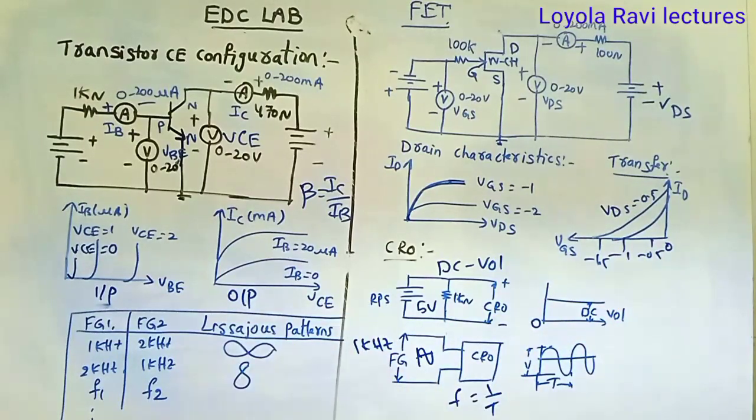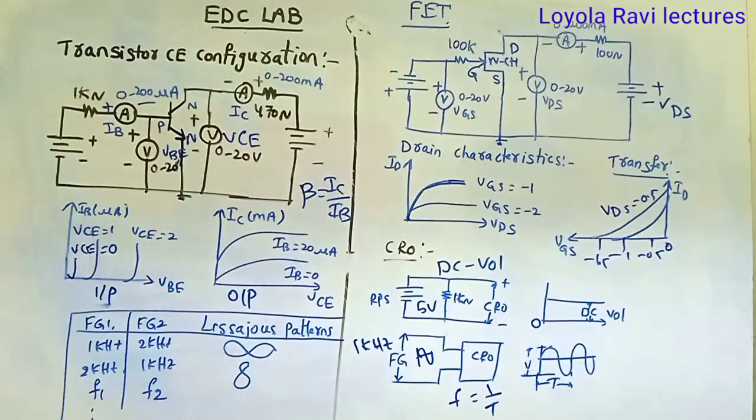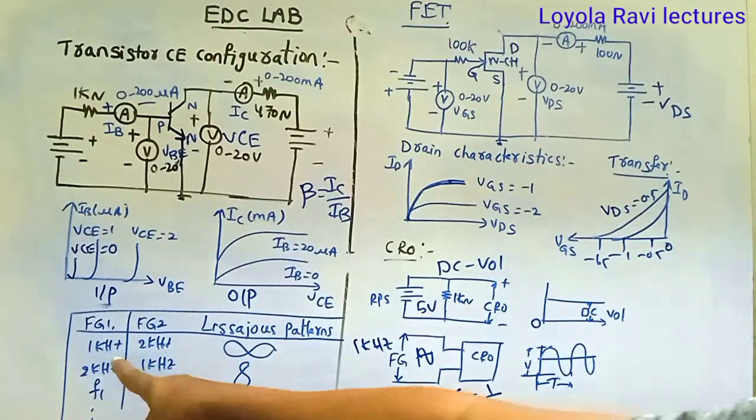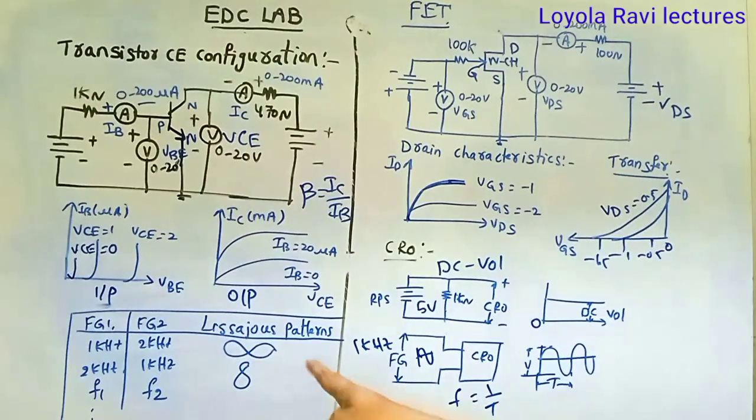Then come to Lissajous patterns. Take two function generators. One function generator keep at 1 kHz. The second function generator can keep at 2 kilohertz. Keep the CRO in XY mode. The waveform will be displayed like this. Keep in dual mode. In channel 1 you can give a sinusoidal signal of 1 kHz. In channel 2 you can give a sinusoidal signal of 2 kHz. Then keep it in dual mode and in XY mode, then you'll get a waveform like this. This is only a Lissajous pattern.